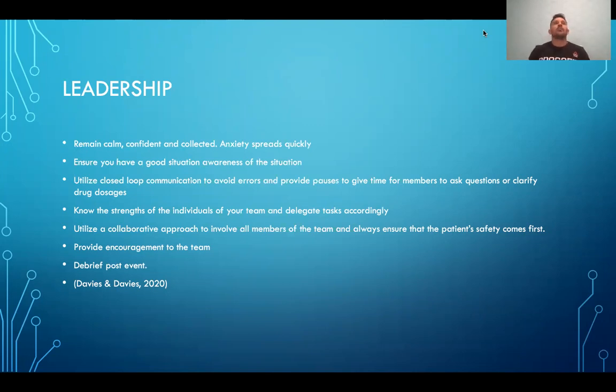And I know it's hard these days with the workload, but if you can, have a debrief post the event, especially if there's been errors or things that you've noticed could be done better, because that's the only way that we learn, through those debriefs and identifying the weak points in our practice.